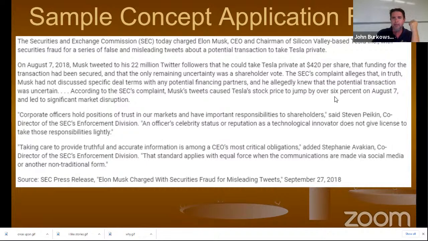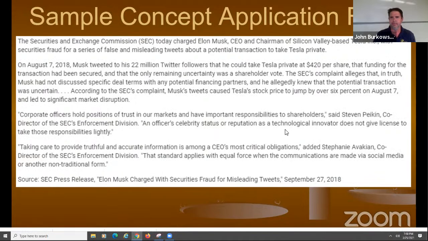Corporate officers hold positions of trust in our markets and have important responsibilities to stakeholders, said Stephen Peikin, co-director of the SEC's Enforcement Division. An officer's celebrity status or reputation as a technological innovator does not give license to take those responsibilities lightly. Taking care to provide truthful and accurate information is among the CEO's most critical obligations, added Stephanie Avakian, co-director of the SEC's Enforcement Division. That standard applies with equal force if the communications are made via social media or another non-traditional form. Source, SEC press release, Elon Musk charged with securities fraud for misleading tweets.